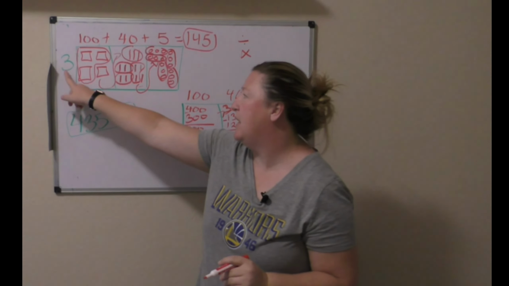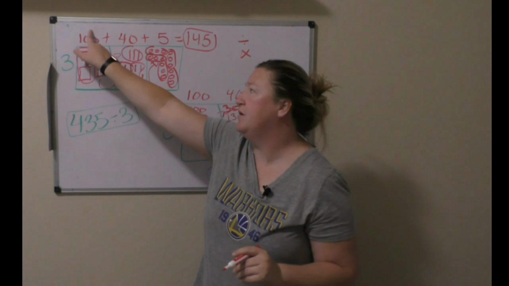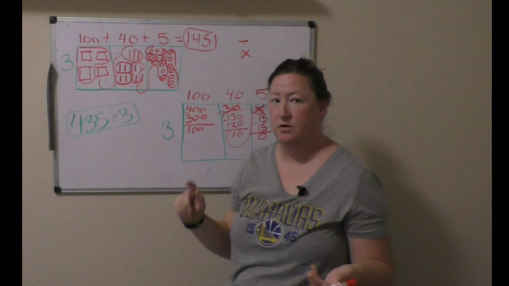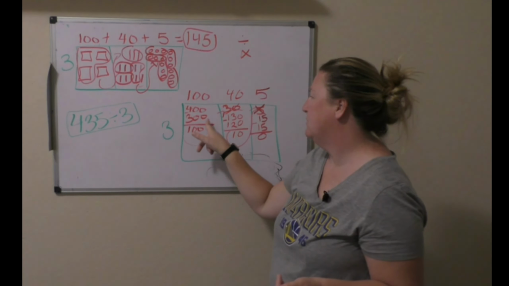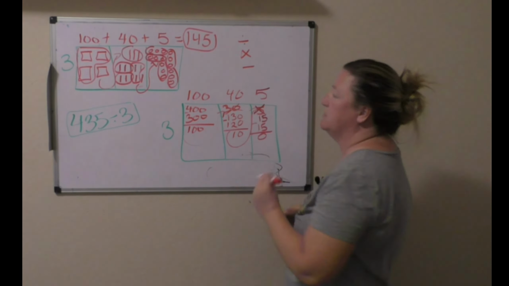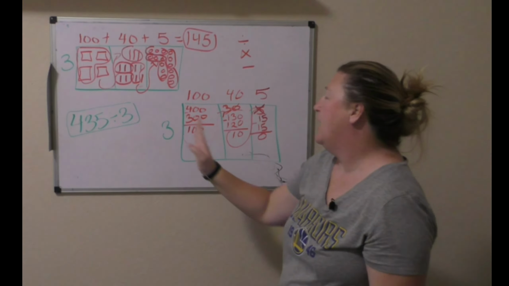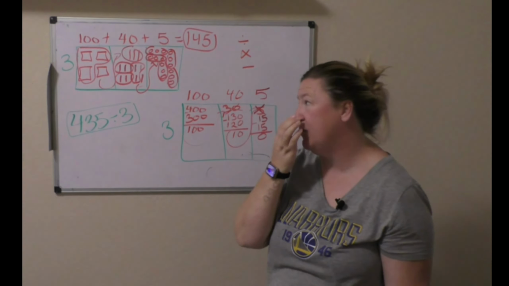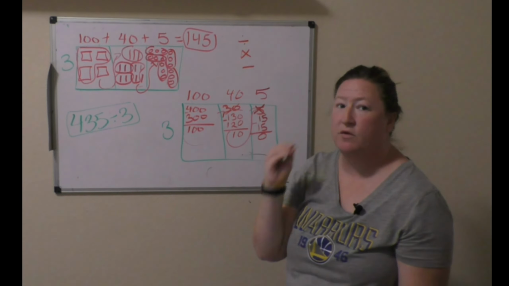I'm going to multiply my 3 by whatever number is up on top. So 3 times 100 is 300. My next step is I subtract. So if you see here, I took away my 300. Here, I took away 300.